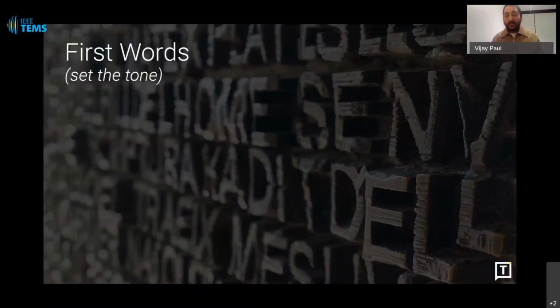Next point would be about first words. This is important. Whenever you're communicating, be it an email, be it when you're talking to your team, be it a speech, the first words are very important. Let's say the first 10 seconds of your communication. When you're talking, the first 10 seconds, when you're writing anything, the first two sentences are really important because they set the tone. The first 1 minute is probably when your audience is the most attentive to what you're speaking.